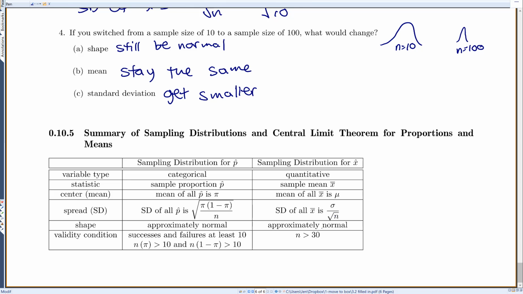The shape for both of them will be approximately normal, but your validity condition for how big your sample size has to be for these sampling distributions to work. For proportions, you need your successes and failures to be at least 10. So in other words, like n times your pi, your sample size times your population proportion has to be at least 10. And your sample size times 1 minus your population proportion has to be at least 10. So if you like formulas or if you just like it in words, either way, your successes and failures have to be at least 10. For sample means, though, your sample size just has to be at least 30. Much simpler.